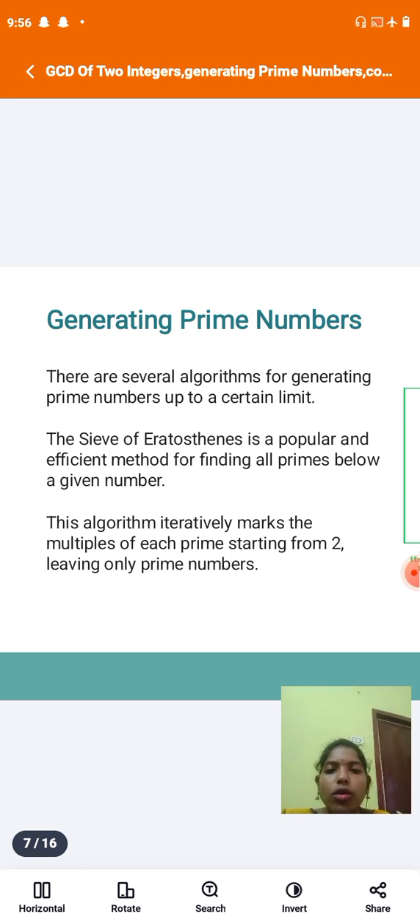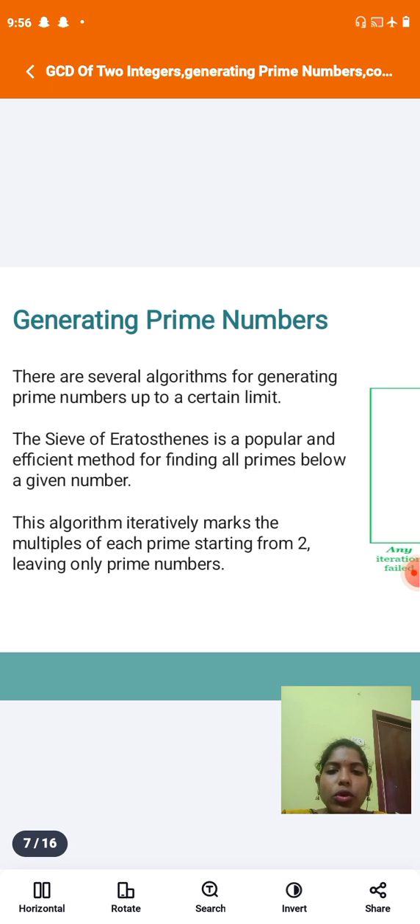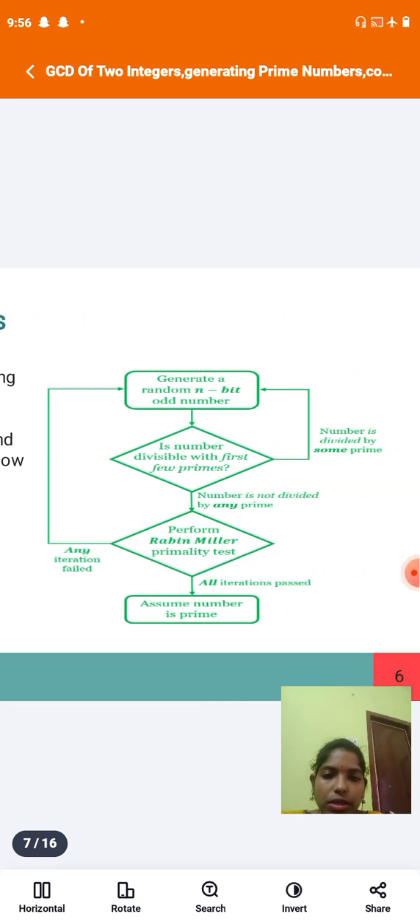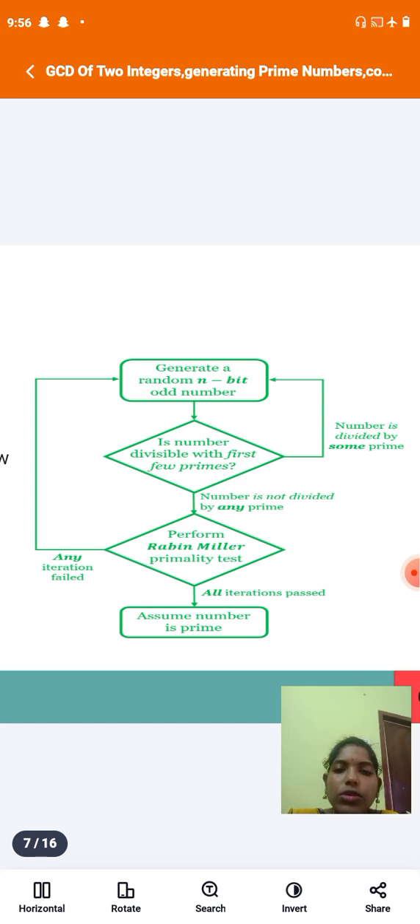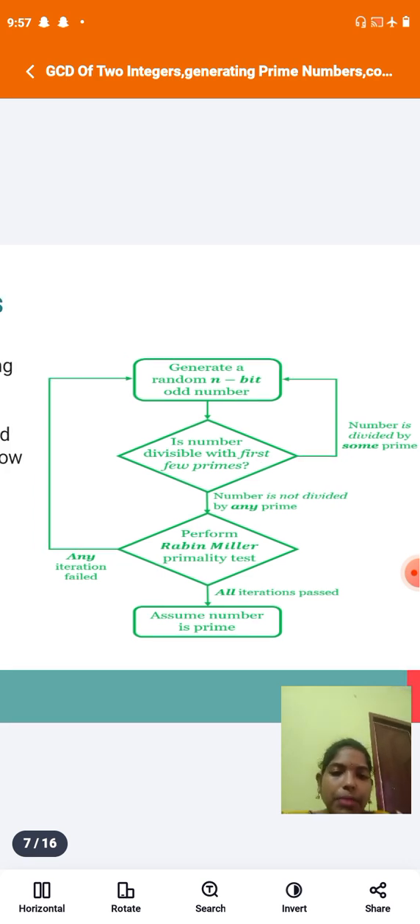The Sieve of Eratosthenes is a popular and efficient method for finding all primes below a given number. Here we check whether the generated number is divisible by the first few prime numbers, the list of primes, and is not divisible by any prime. Then perform a Rabin-Miller primality test. These are some of the tests to identify prime numbers.